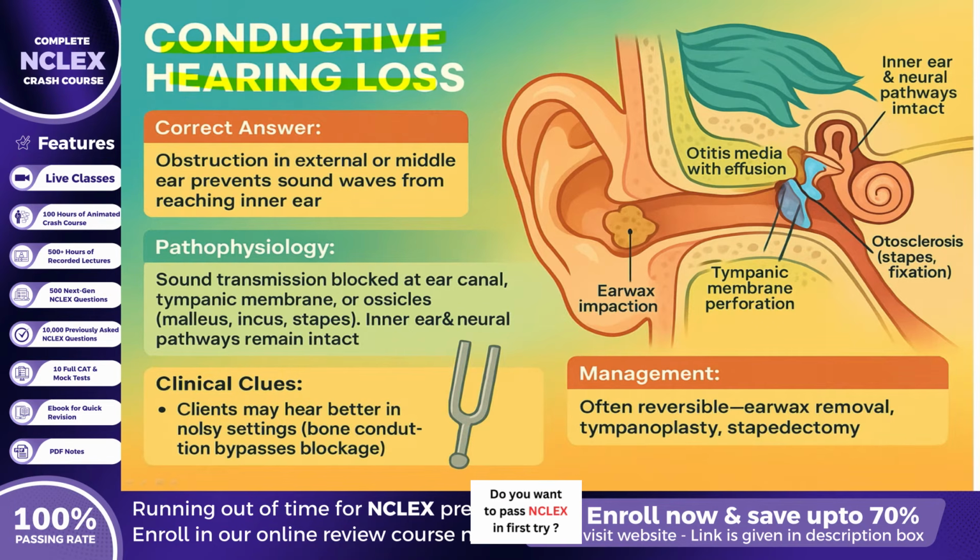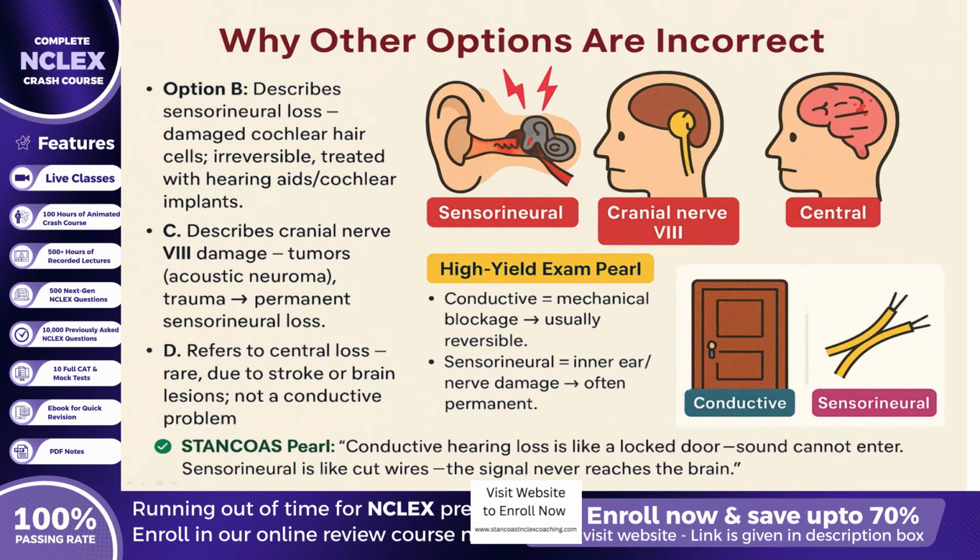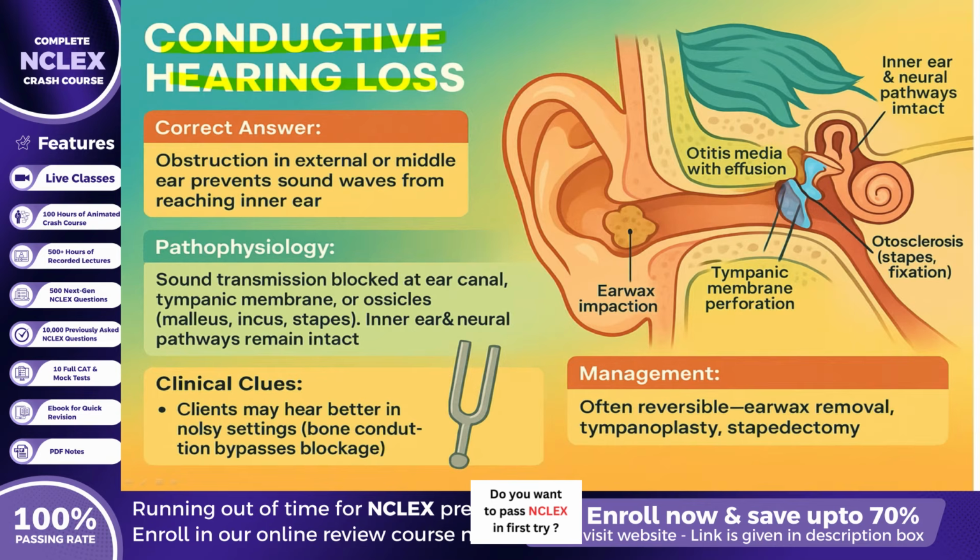Common culprits include impacted earwax, otitis media with fluid buildup, tympanic membrane perforation, or otosclerosis, which is the abnormal bony fixation of the stapes at the oval window. A clinical clue often seen is that clients report hearing better in noisy environments due to bone conduction compensation, and tuning fork tests reveal air conduction less than bone conduction, producing a negative Rinne test.